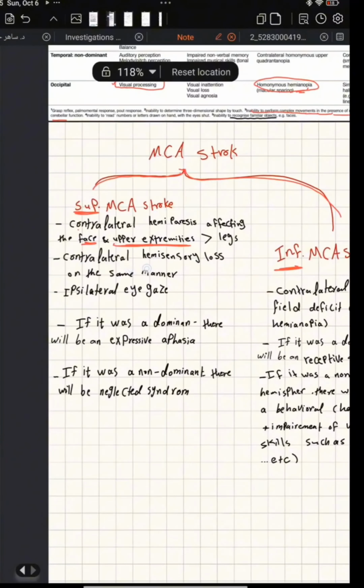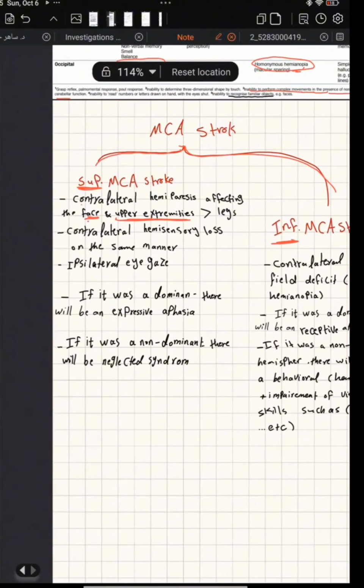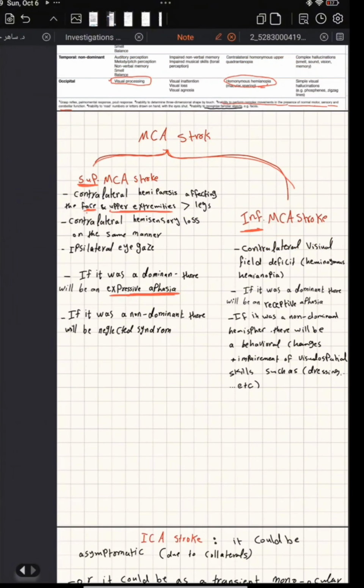There is contralateral hemisensory loss also, in the same manner, for the face and upper extremities, sensory affected more than the legs. There is ipsilateral eye gaze, meaning when there is a problem, both eyes will look at the site of the lesion. The superior middle cerebral artery also causes expressive aphasia, if this was the dominant hemisphere.